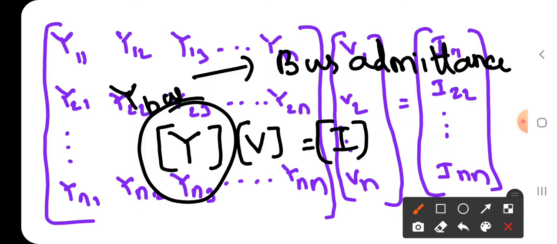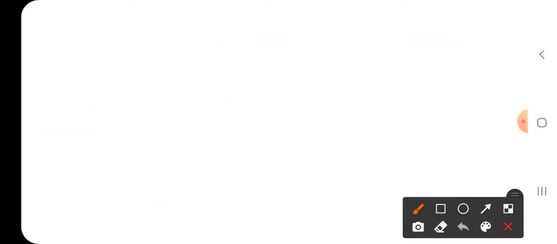Now let us see how you can solve a given network to find out the Ybus matrix. I will give one example: how to determine the Ybus matrix of a given system. For example, this is one network. In the examination, you may have a question like this only.